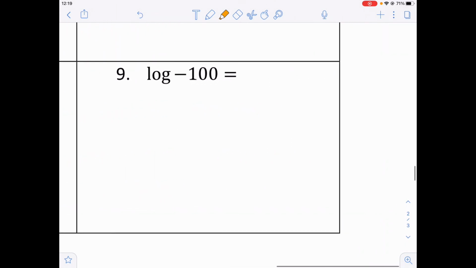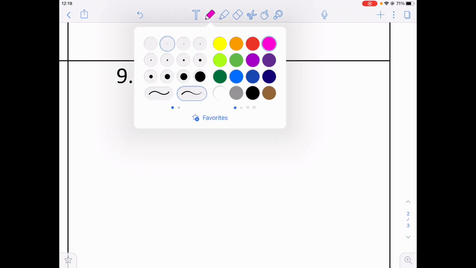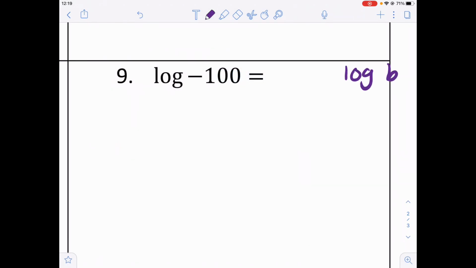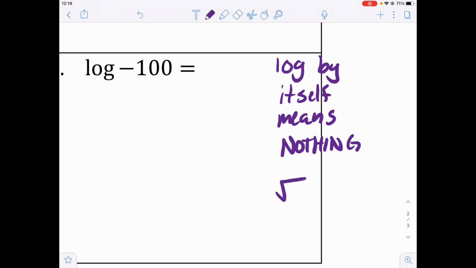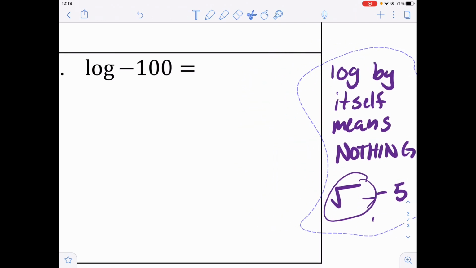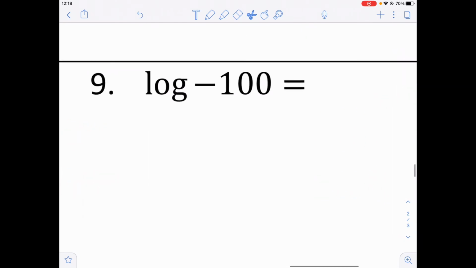All right, our last one. Log of negative 100. This is not log minus. Log by itself means absolutely nothing. It'd be like saying square root minus 5. Square root of what? Right? That doesn't make any sense. It has to have an inside. You can never just have a log by itself. It has to have something inside it. So this minus is a negative sign. Don't let that trip you up.